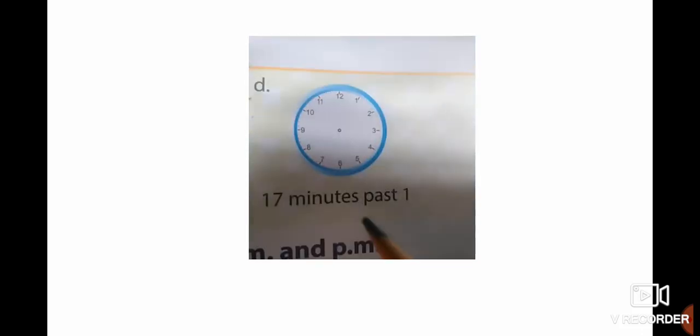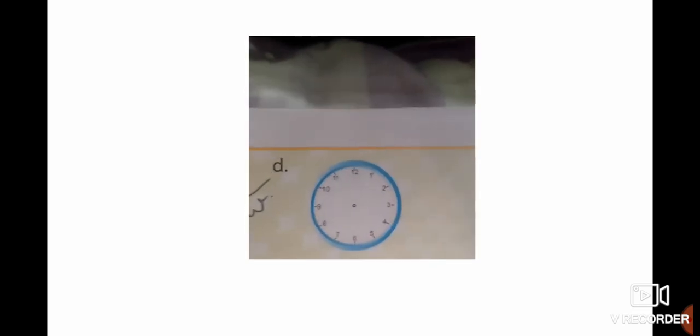Now students, let's take this clock as an example. Okay, so just pay attention. Here now students, we know that there are 12 hours on the clock's face, right? There are 12 hours on the clock face, but how many rounds do you think a clock has to complete for one day?